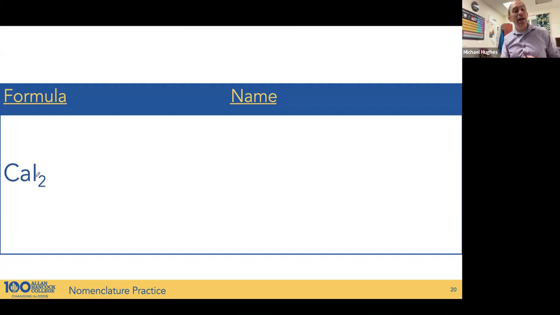Calcium and iodine. So is there a metal? Yes, calcium. Do we know its charge? Calcium's always 2 plus. It's an alkaline earth metal. So we don't need the parentheses to tell the charge of the cation. We just write its name, calcium. No parentheses needed. Iodine, and we change the suffix to "ide," iodide. Calcium iodide.